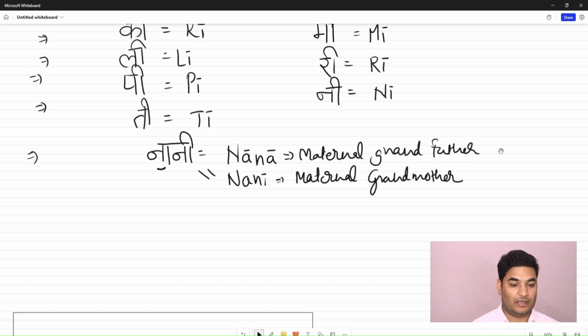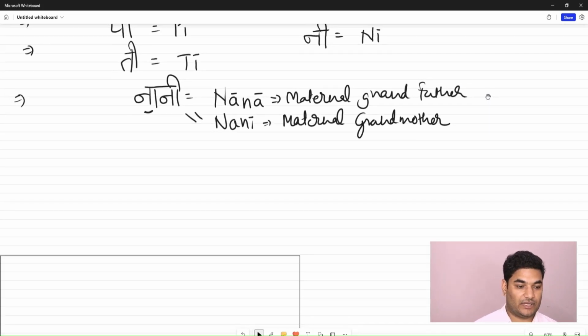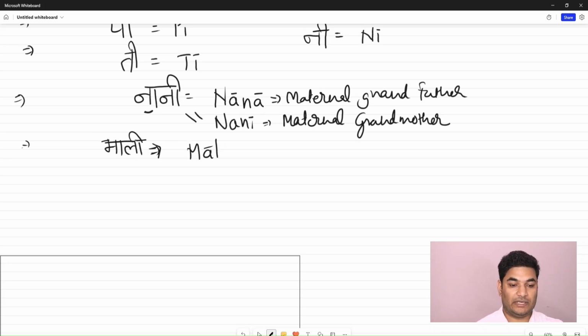Right? Then we have the next word, a country name. I'm deliberately making country names as examples because you know these words and it is easy for you to understand how to write words. Mali. Mali is a country. And like this.